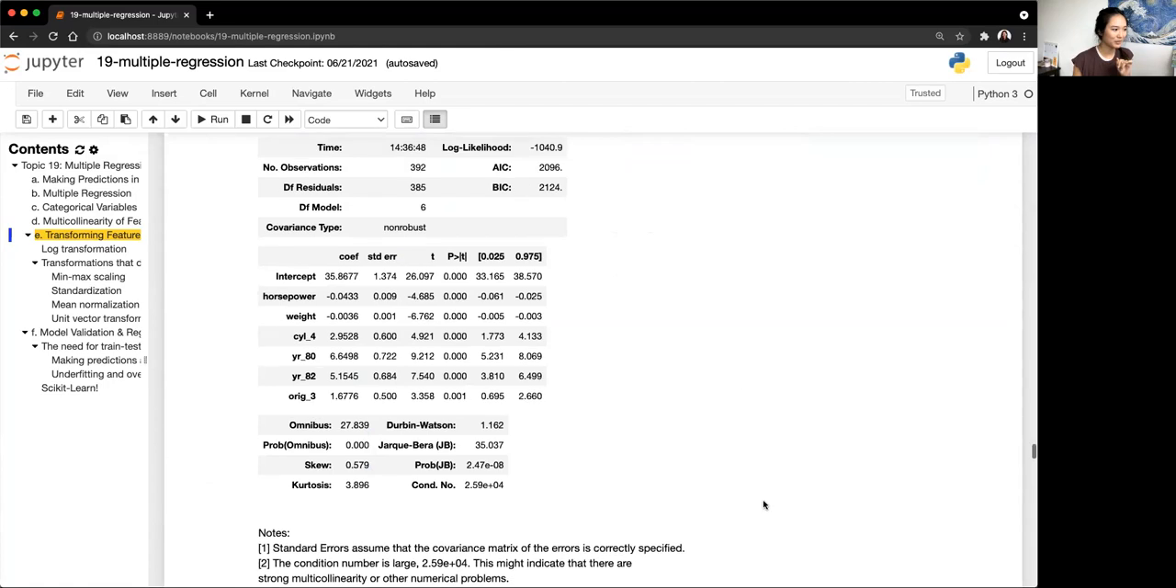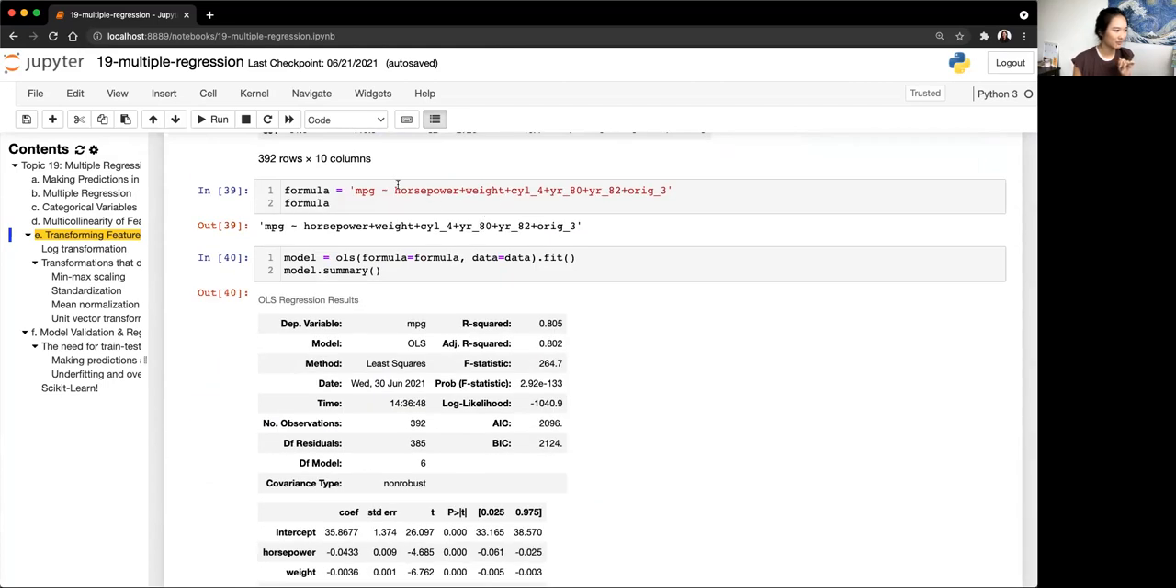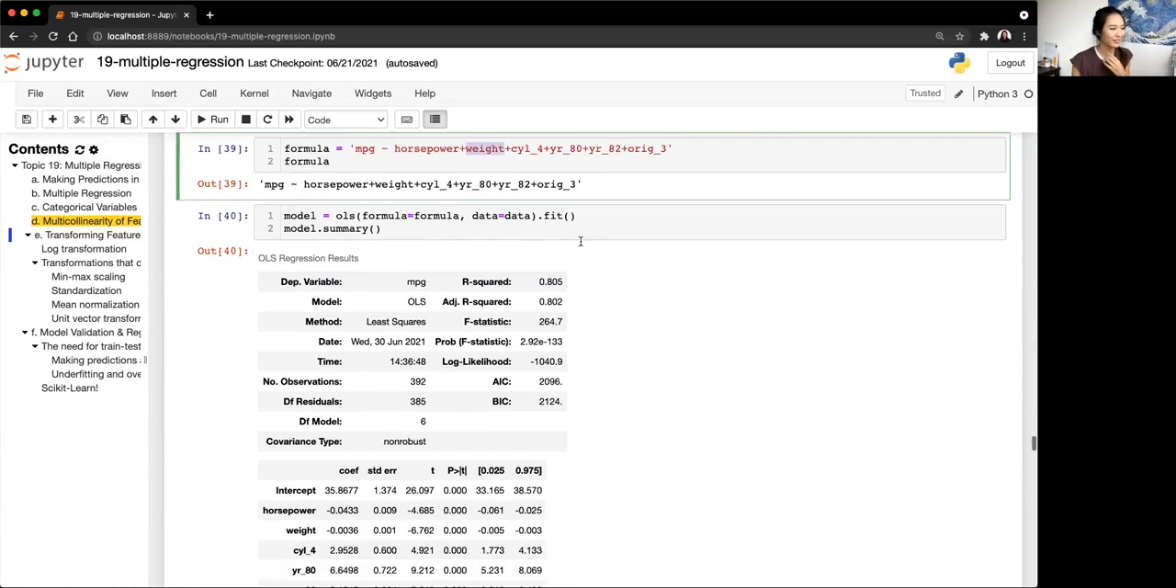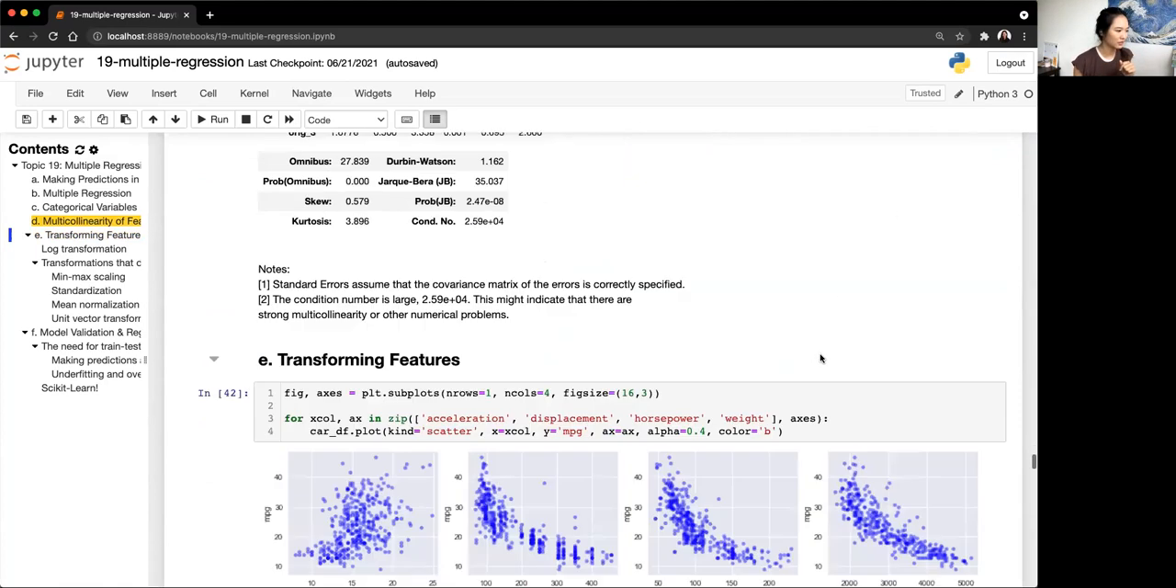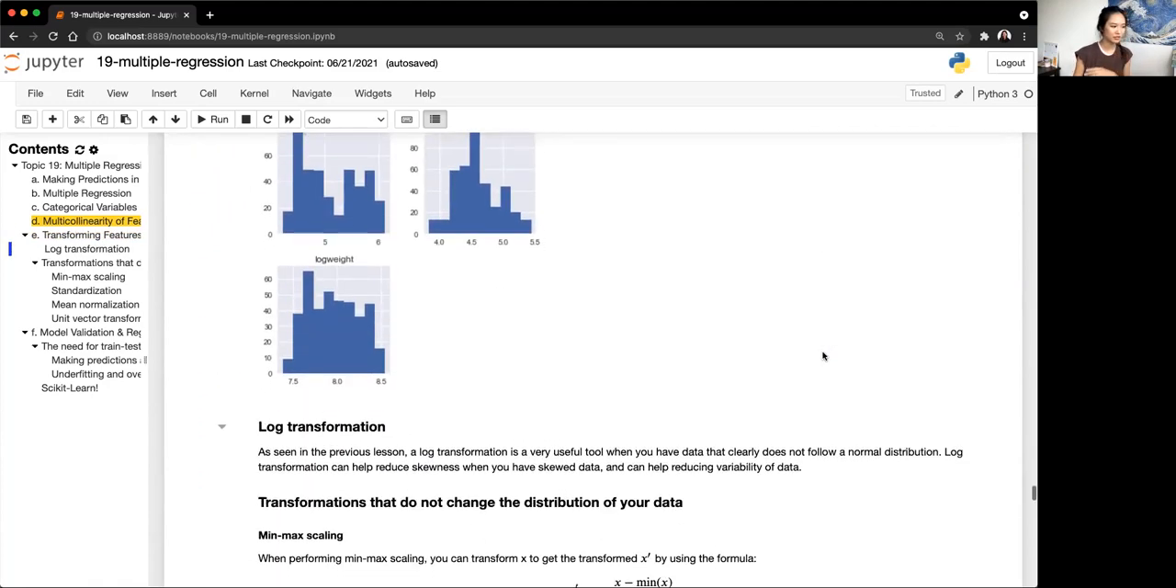And so instead of plugging in horsepower, I would plug in log horsepower. And instead of weight, I'll plug in log weight. And then I would get different coefficients as well. All right, I'll get into the interpretation in a little bit because I want to talk about the other transformations first.